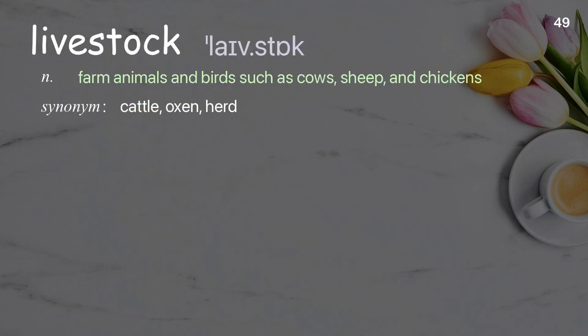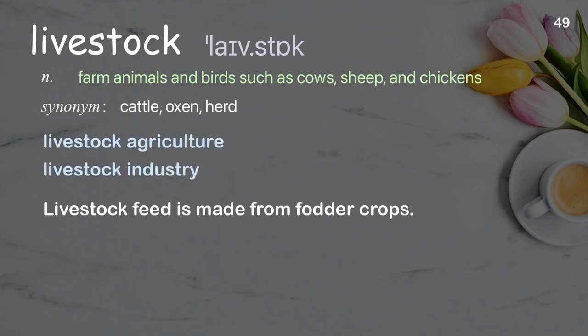Livestock. Farm animals and birds such as cows, sheep, and chickens. Examples. Livestock agriculture. Livestock industry. Livestock feed is made from fodder crops.